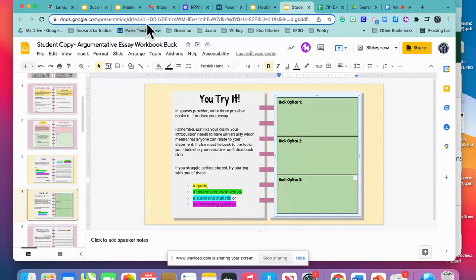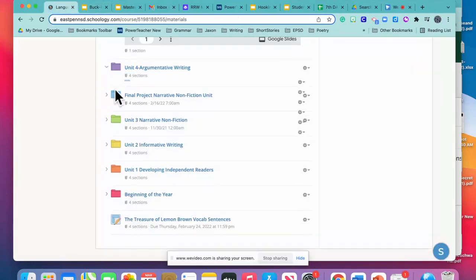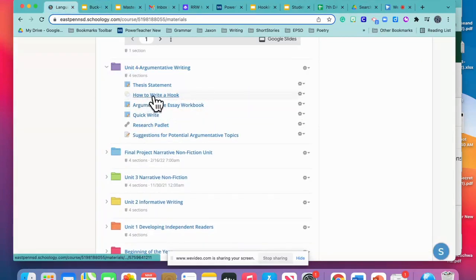Then when that is done, you will go back to Schoology and there will be an assignment posted called How to Write a Hook, and you're going to give me 2 of the hooks that you like the best and submit them, okay? If you have any questions, Miss McCormick will be there to help you.